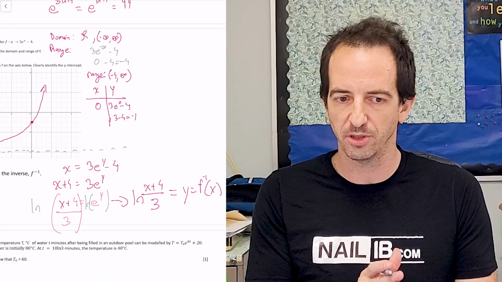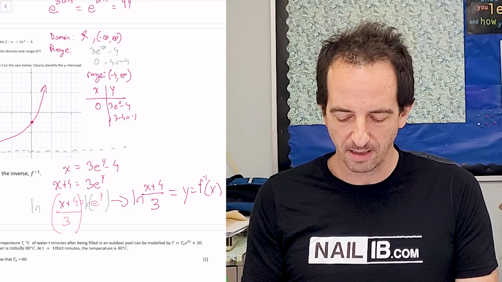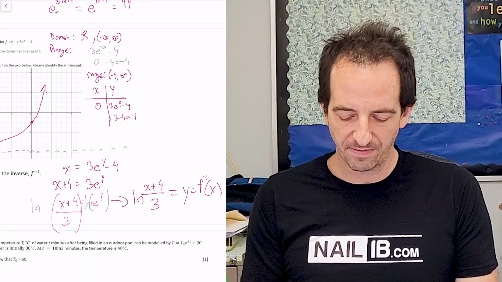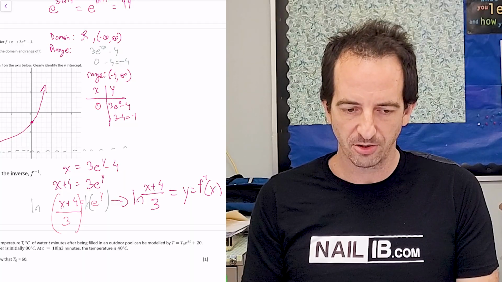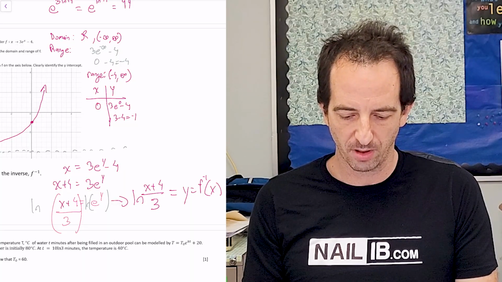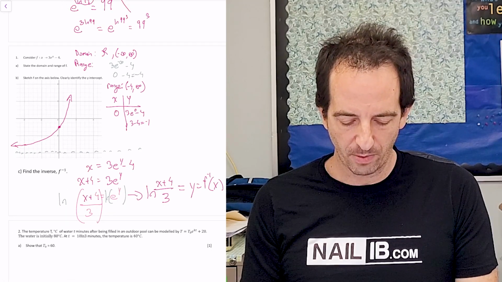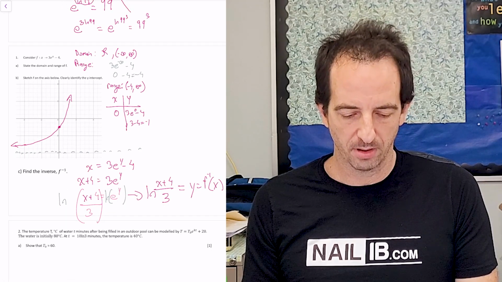Usually you're going to be taking the logarithm of both sides. In the case of e, we took the natural log. That gets y by itself. So the inverse function here, the natural log of x plus 4 is equal to the natural log of x plus 4 over 3. Right, so that was number 1. And now we will move on to number 2.